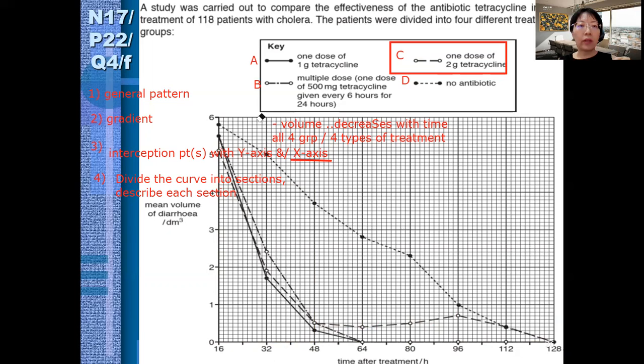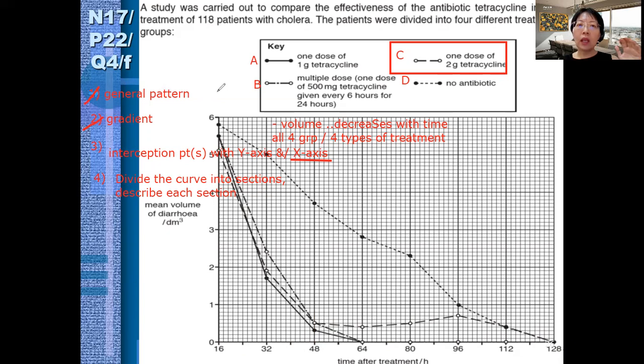Okay, the first one I already mentioned. The first one is the general pattern: the volume of diarrhea decreases with time for all the four groups. So this is the first statement, done. Now, second, I want to talk about the gradient.